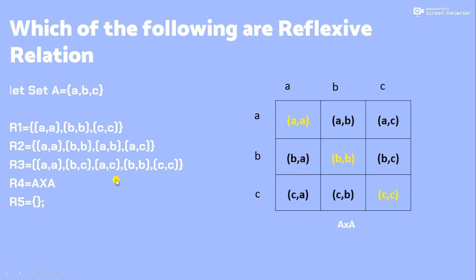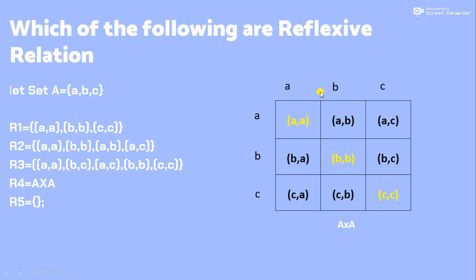In reflexive relations we need to include all the diagonal elements, that is AA, BB, CC. These are the diagonal elements which are related to themselves: A is related to A, B is related to B, C is related to C. We need to include all these elements in a relation so that our relation will be reflexive.